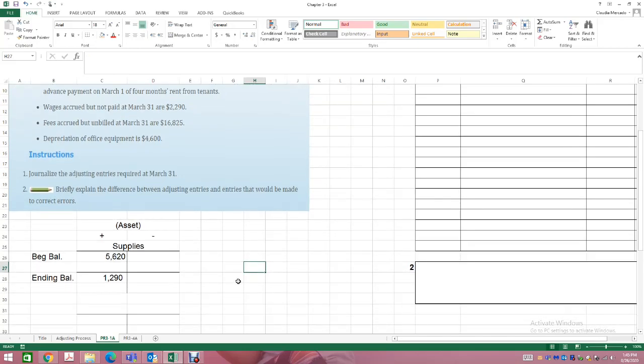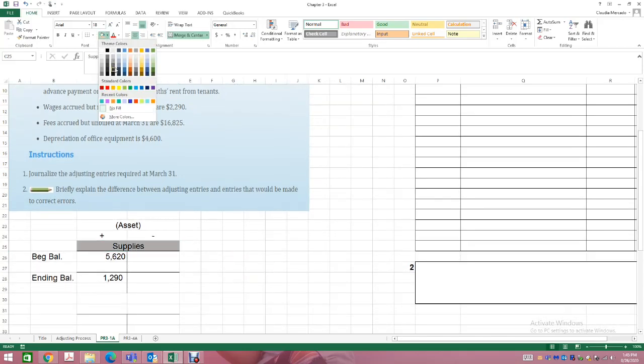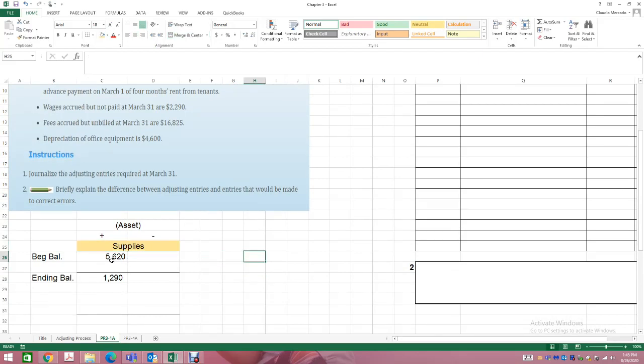Okay, so this is the account supplies. Let me highlight it for you guys. My beginning balance is 5620. My ending balance is 1290. Did your balance increase or decrease? Well, my balance decreased. So I know that I need to post an entry on this side. Okay, well, how much is that entry going to be?